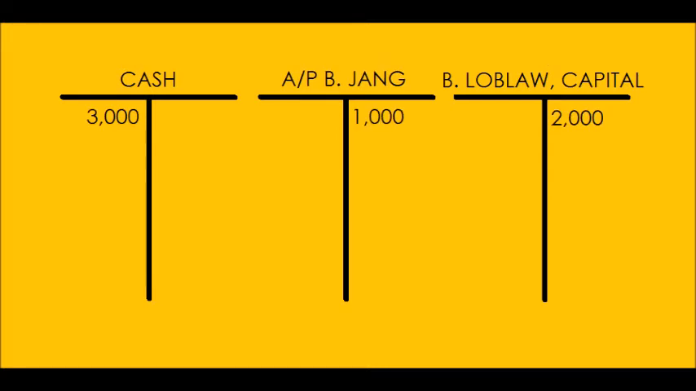We are now going to put the starting sums in each of these accounts. Notice the starting sum for the asset is placed on the left, while the starting sums for the liability and equity are placed on the right.